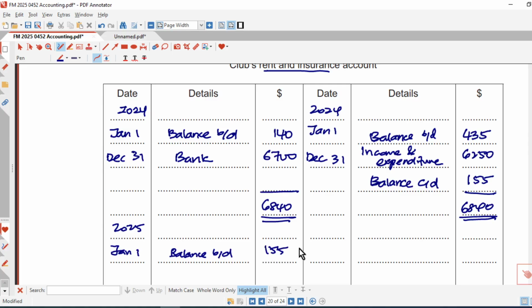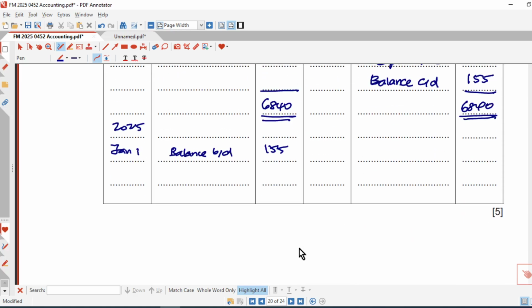Don't want to lose one mark there. So that's it. Pretty straightforward. Just have to fill in all the information. Start with your balance brought down. Move on to any information on bank payments. Fill in your balance carry down. And the difference there is going to be the charge to your income and expenditure account. And there you go. Another 5 marks earned.